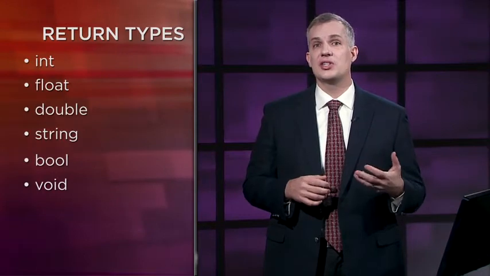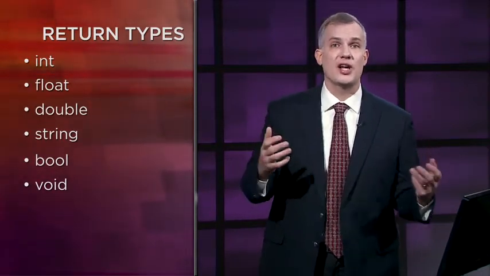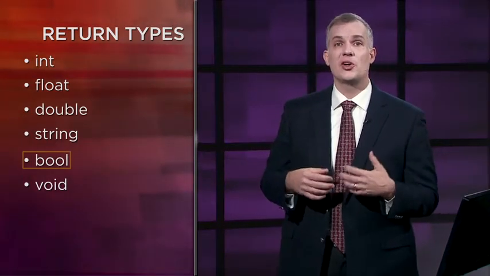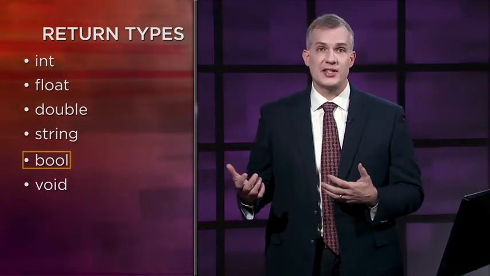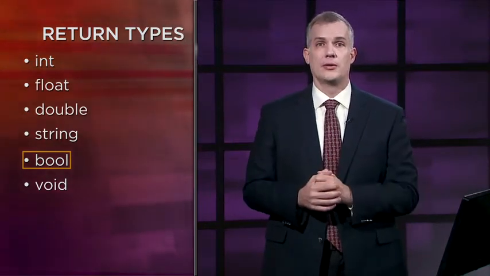Okay, let's check how well you're understanding return types. For each of these situations, what would the return type be? First, a function that tells you whether a certain set of measurements indicates danger or not. Well, that function would need to return a Boolean. It's trying to tell whether something is true, there is danger, or not.